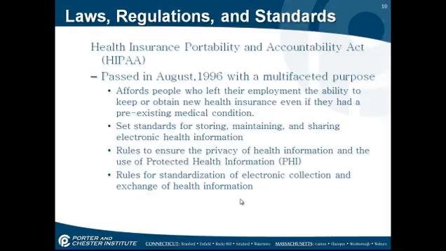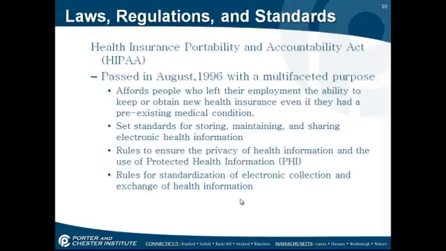In other words, if you leave your place of employment, they make sure that as you move to your next place of employment, you have the ability to keep your health insurance or to obtain new health insurance, even if you've already been diagnosed with diabetes or cancer. And really this was put in place so that people aren't left with an illness with no insurance to cover them. HIPAA also sets standards for storing, maintaining, and sharing electronic health information.